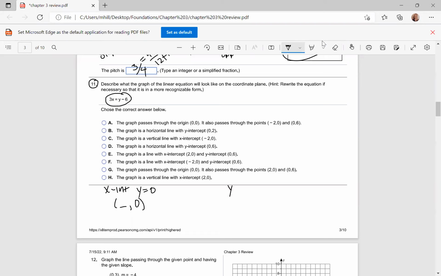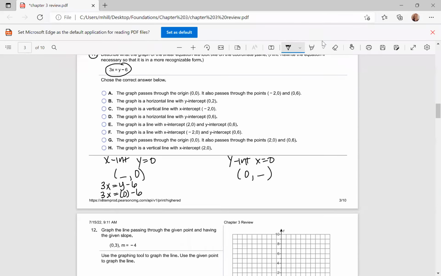And when we find the y-intercept, we want to let x equal 0. So the point would look like 0, comma something. Okay, so in this problem, we have 3x is equal to y minus 6. So if I let y equal 0, I'm going to get 3x is equal to 0 minus 6, which would be negative 6.